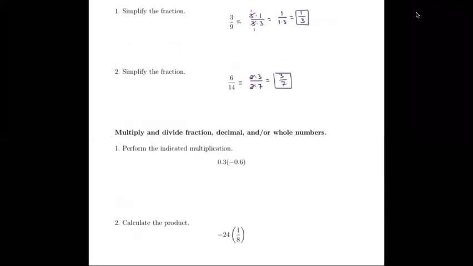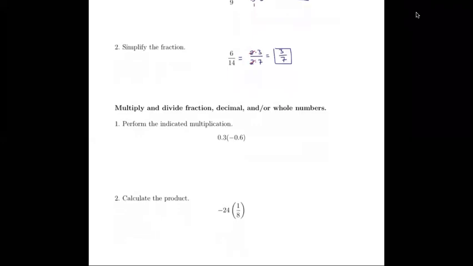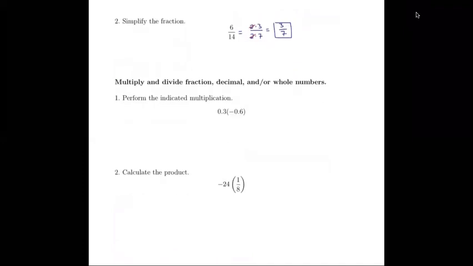So that's simplifying fractions. Now let's move on to multiplying and dividing fractions, decimals, and or whole numbers. So our first task is 0.3 times negative 0.6. We'll have a positive times a negative, so I know my answer will be negative. I know that 3 times 6 is 18. And I have 2 decimal places, 1 and 2, involved in this calculation, so I'll have to move my decimal place 1, 2 to the left when I'm done. So our final answer here is negative 0.18.